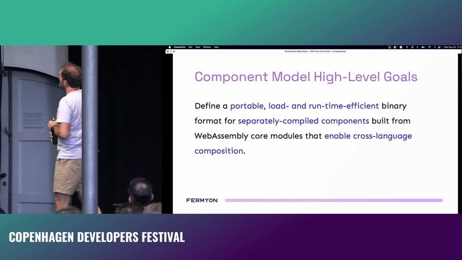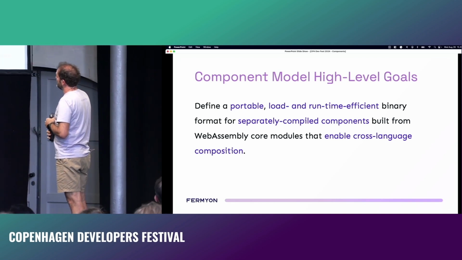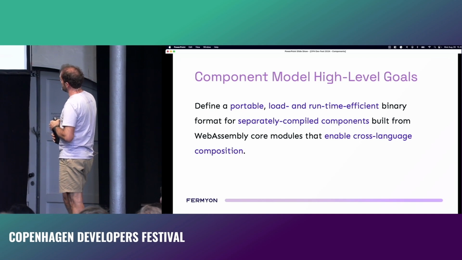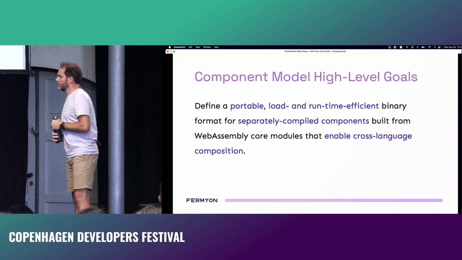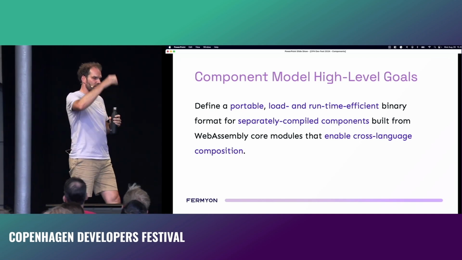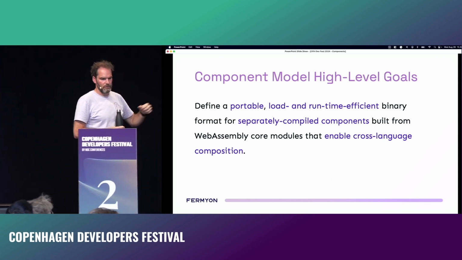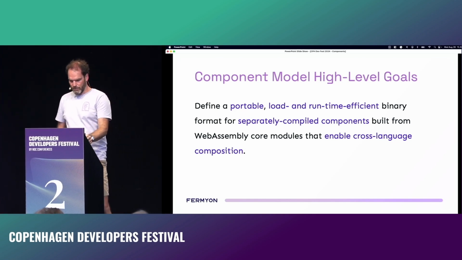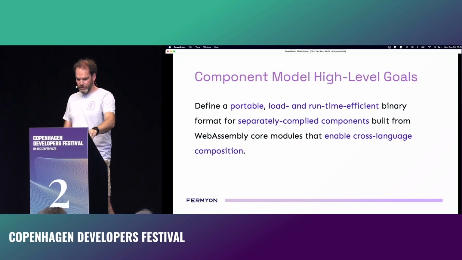So there are some high-level goals defined for this component model. Again, portable, low runtime overhead, efficient, so small, quick startup time. Separately compiled, meaning I can take something written in JavaScript, something written in Rust, and then we can bundle them together and we can do cross-language composition.